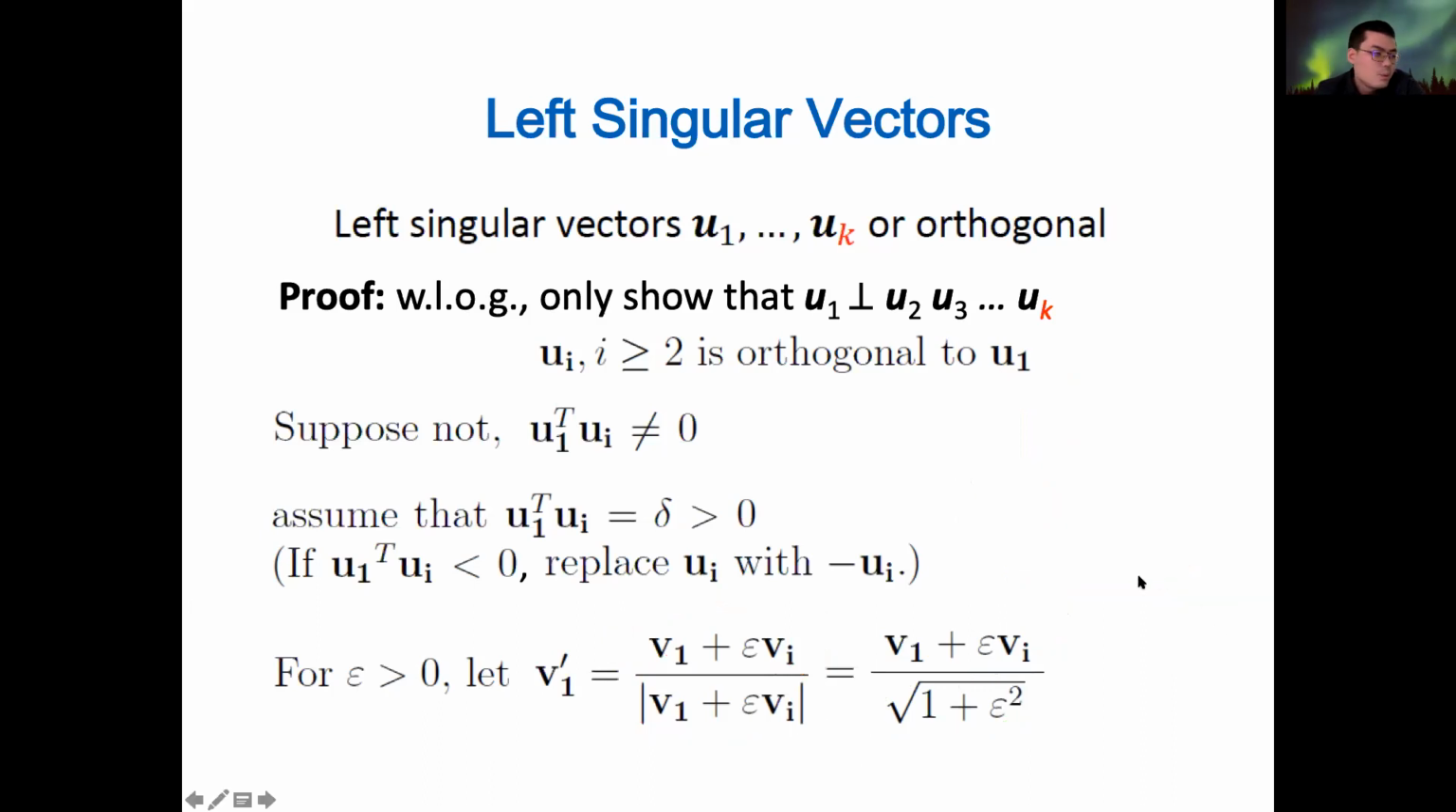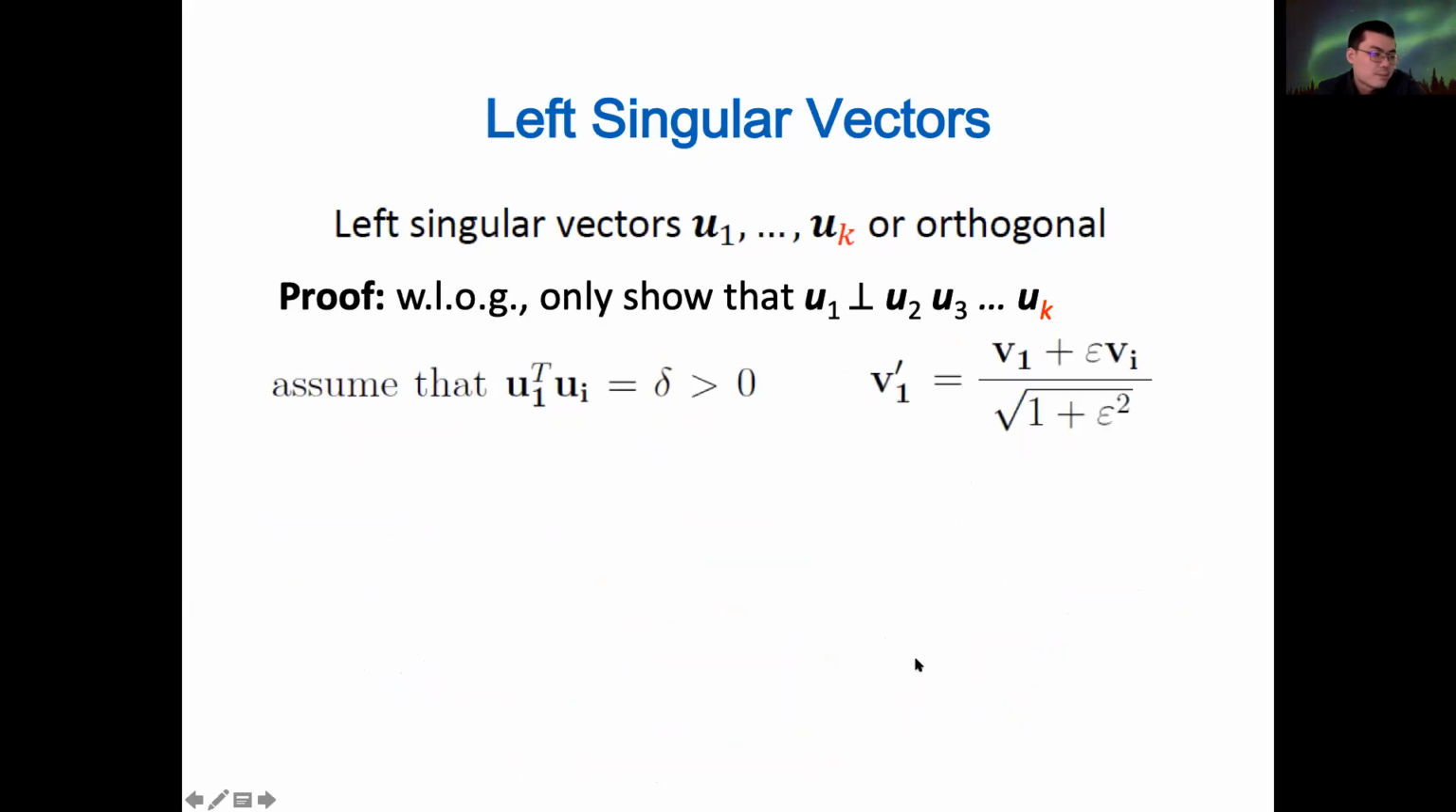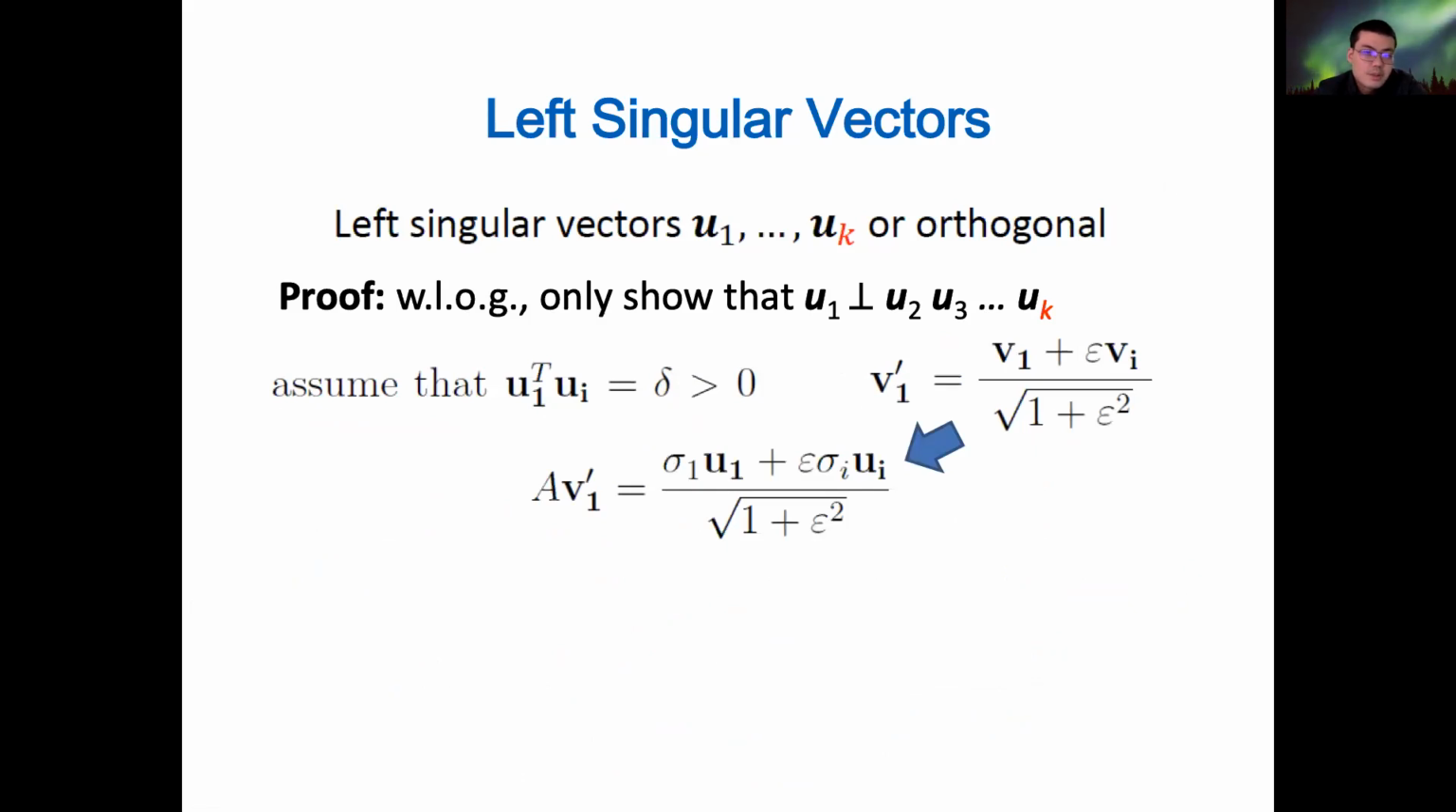So now we have this view, and V1 is really a unit vector. Okay, so we rewrite it here, and now we also assume that these two are not orthogonal. We have some more delta component here, and now what we can do is, what if we do A times this unit vector V1 prime? Right? What will be the result? Okay, let's take a look.